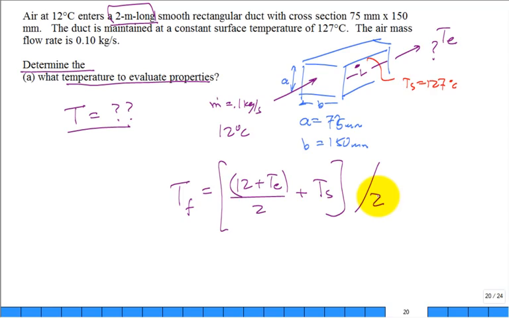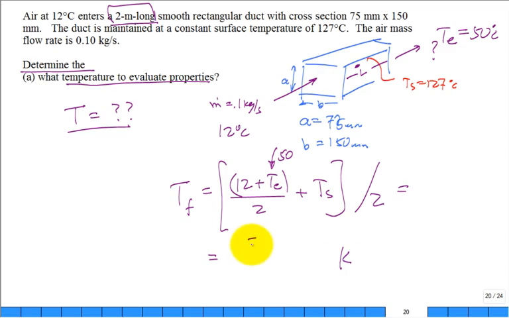Something like this? So what did you exit? What's your exit temperature? I don't know, 50. Guess 50, right? So then you put in 50 plus 12 divided by 2, add to 127 divided by 2. I don't know what that comes out at. But then we need it in Kelvin, so then you add 273 and get it in Kelvin.